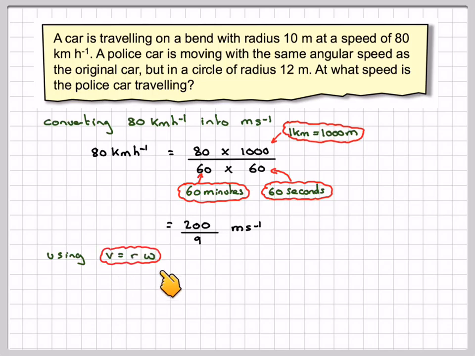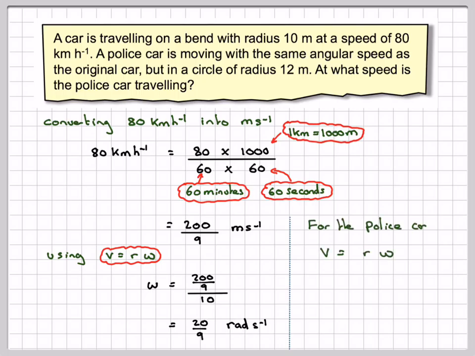Using v is equal to r omega, the angular speed omega will be equal to 200/9 divided by 10, the radius that the car is travelling around, which gives me 20/9 radians per second. Now for the police car, v is equal to r omega, so that's going to give me 12, the radius, times 20/9, because they both have the same angular speed. And that's going to give me 80/3 meters per second.